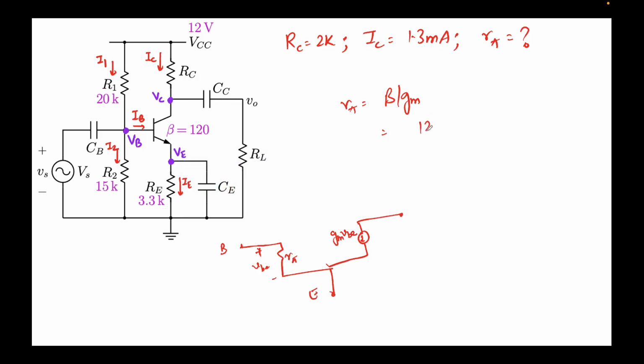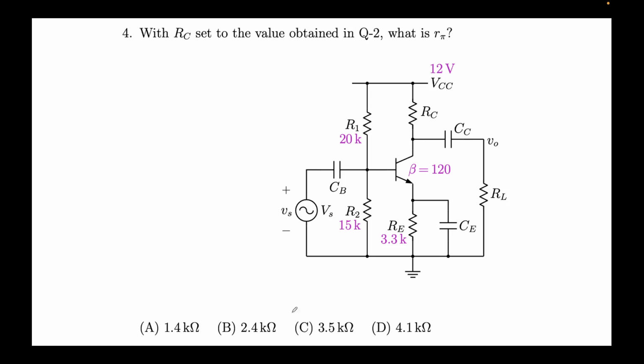So the value of beta is 120. The value of gm, if I remember correctly, was 50 millimho. So this will come out to be 2.4 over, this will be milli, this will be K. Sorry, one second, my bad. So this will be 2.4 over 50 millimho, so it will be 2.4 kilo ohms. The value of R pi will come out to be 2.4 kilo ohms. Yeah. So let's see, is there an option? Yeah, there's an option exactly matching, which is P. So the fourth option is P.